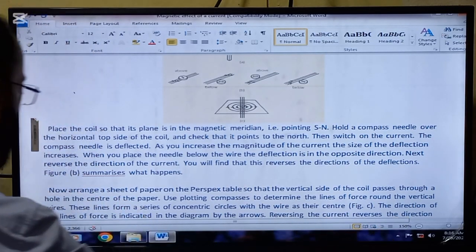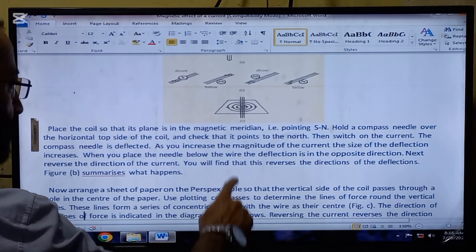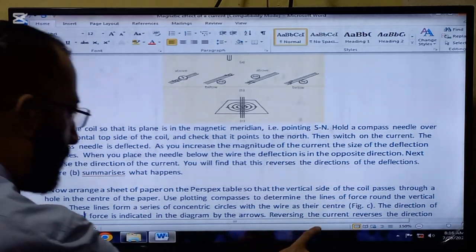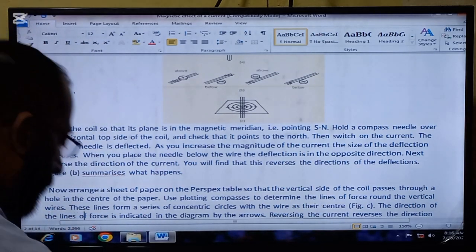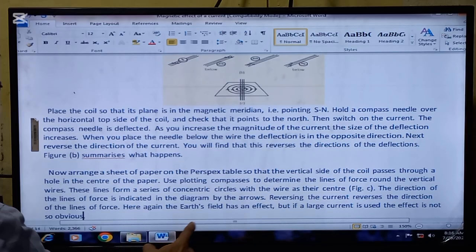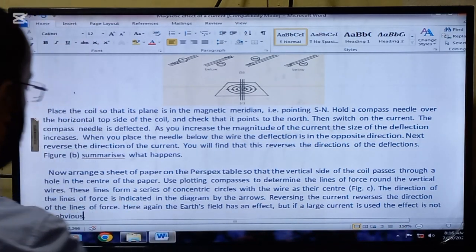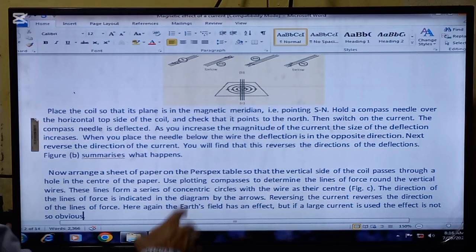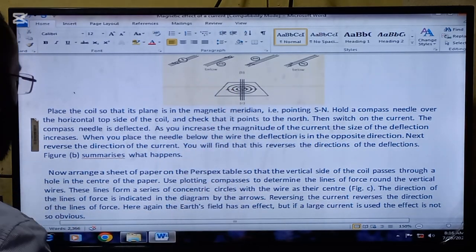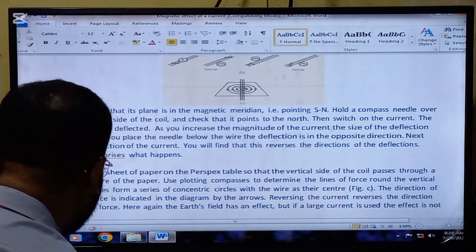Figure C. The direction of the lines of force is indicated in the diagram by the arrows. So arrows show the direction. Reversing the current reverses the direction of the field. Here again, the Earth's field has an effect, but if a large current is used, the effect is not so obvious. So if we reverse the direction of the current, the direction of the lines of force will also be reversed.